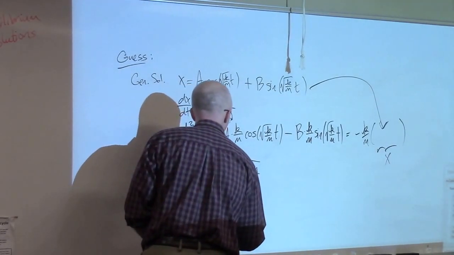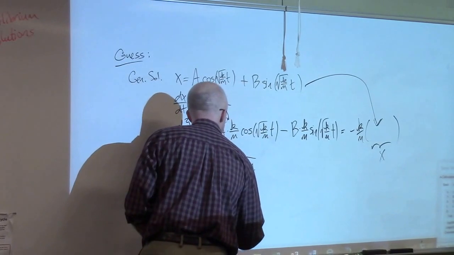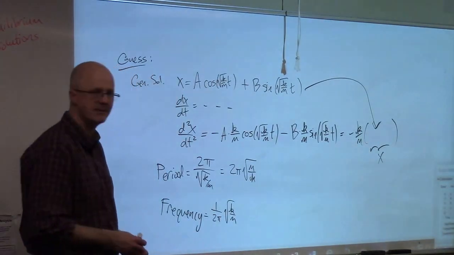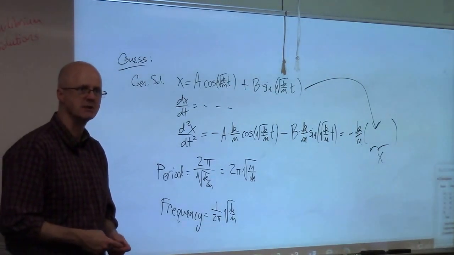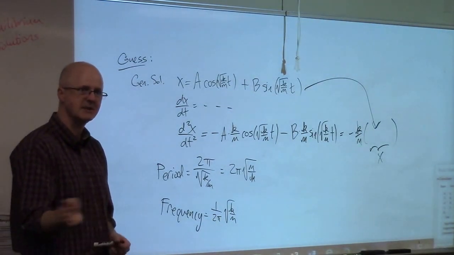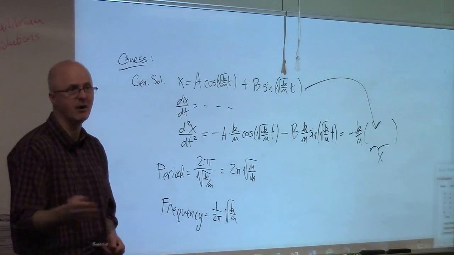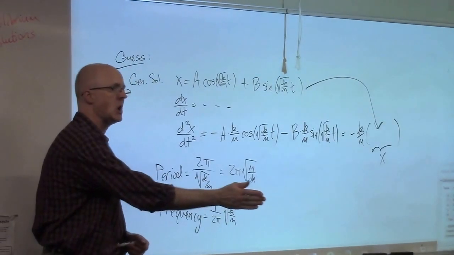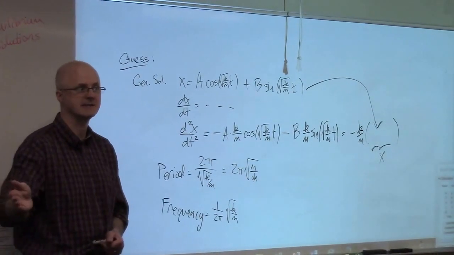And so that would be 1 over 2 pi times the square root of k over m when you simplify it. And if time is in seconds, that would be in hertz. So if the oscillations were really fast, the period would be small and the frequency would be high. If the oscillation is slow, the period is high and the frequency is small.